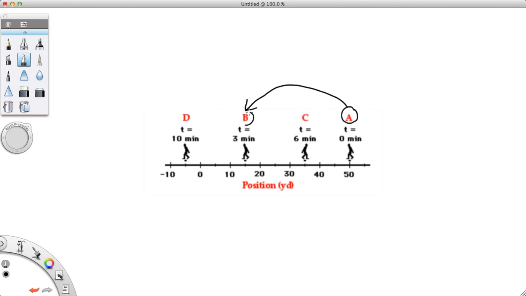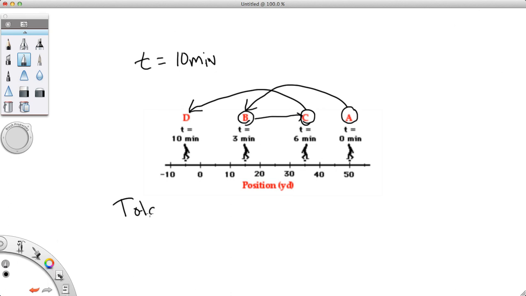Okay, and that takes 3 minutes, and then from B they'll go to C, and from B to C that takes 3 more minutes, and then from C they'll go to D, and from C to D that's 4 minutes. Okay, so the overall time of doing that pacing is 10 minutes of pacing, that the coach is pacing up and down the sidelines. So what I'd like you to do is calculate the total distance that the coach paced up and down the sidelines.